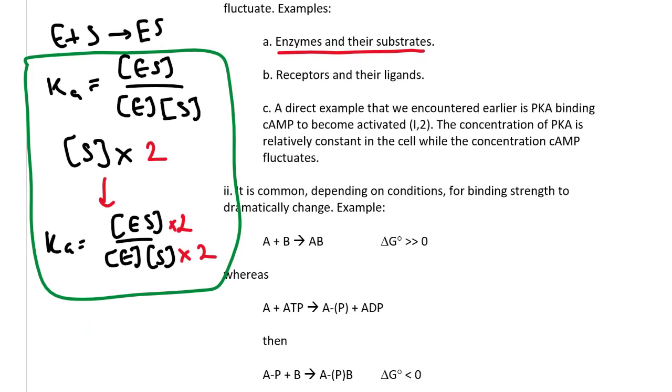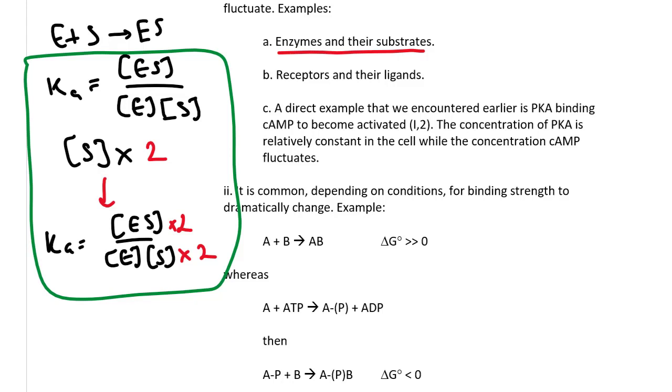A direct example that we encountered earlier is PKA binding cyclic AMP to become activated. The concentration of PKA is relatively constant in the cell, while the concentration of cyclic AMP fluctuates. This is something we're going to look at in section 3, but all this is saying is that PKA becomes active when cyclic AMP binds to the regulatory subunits. If cyclic AMP concentrations are down, not many of those regulatory subunits are binding cyclic AMP, so PKA is inactive, but when cyclic AMP's concentrations go up, so does the complex of cyclic AMP with the regulatory subunits, and thus you're going to start activating PKA.